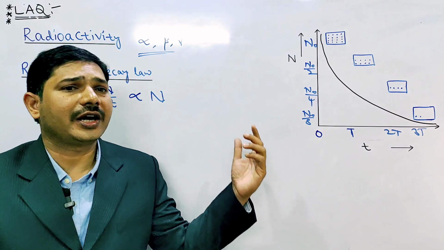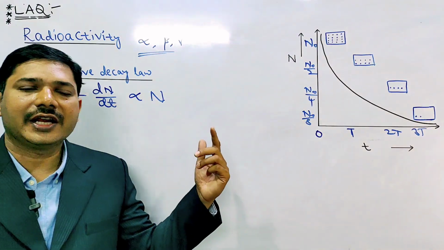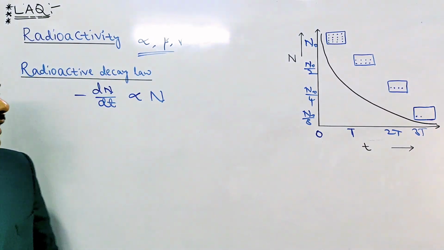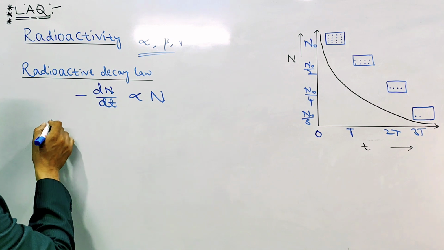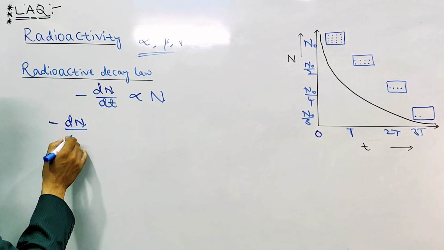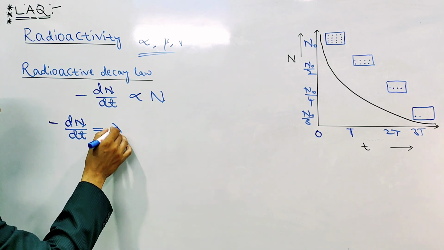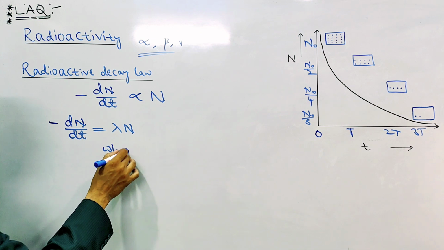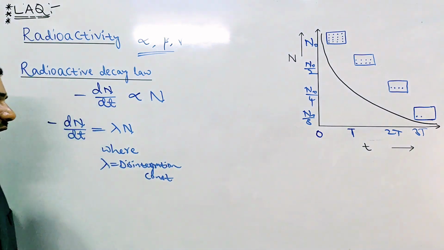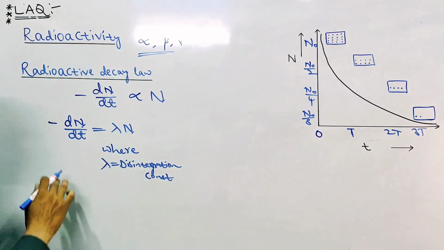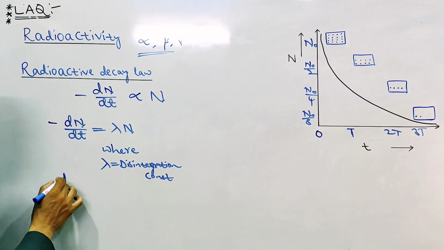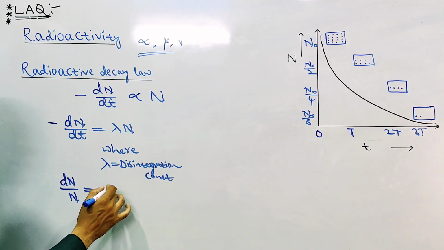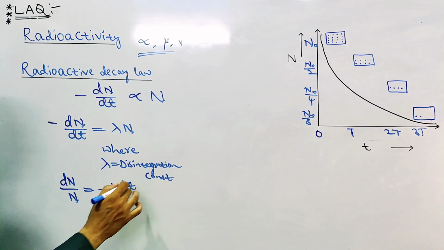So according to that formula, that is why we are taking a negative sign: minus dN by dt is proportional to N. Here the proportionality symbol cancels, so we write one constant: minus dN by dt is equal to lambda N. This lambda is called the disintegration constant or decay constant. Now I am bringing this N to this side, so dN by N is equal to minus lambda into dt.